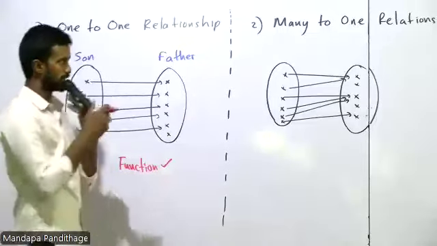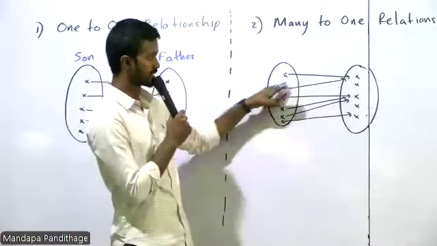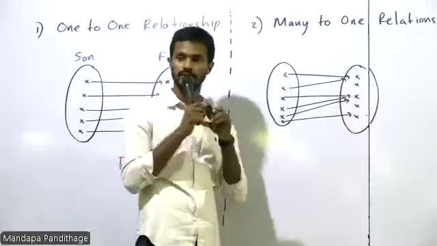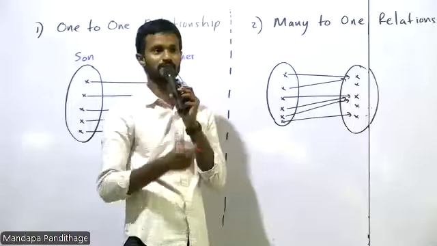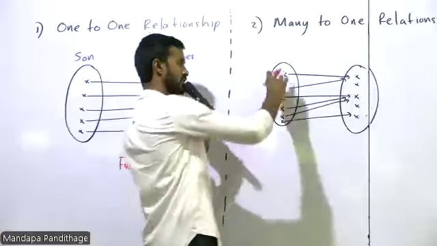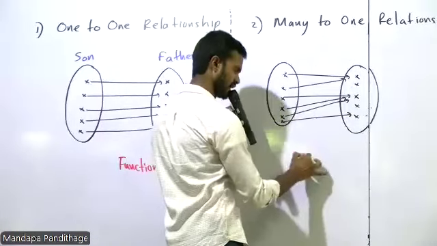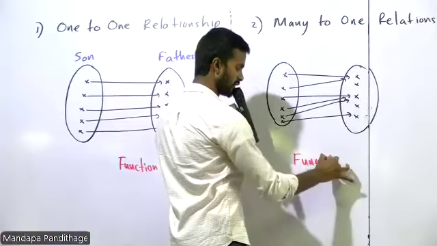Okay, when I come to this one, the same set, here we have the sons and fathers. Two sons are having the same father. Is it possible? It's possible, that's why you have brothers and sisters. So here two sons have the same father. It is possible, it can happen. So we call this a function.